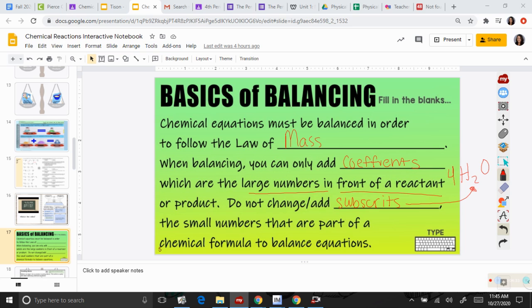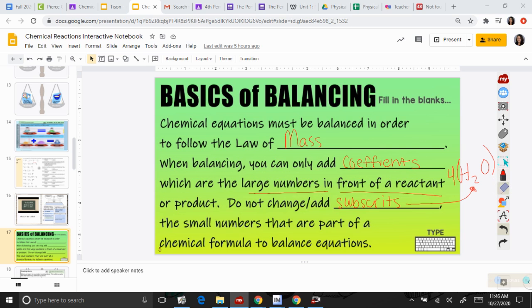That coefficient applies to everything in the compound. So you can imagine, like in math, that we have parentheses around it. And when you have parentheses in math, that means that you take the 4 and apply it to everything. So we have 4 H2s, we have 4 O's. So we multiply. Remember, when you have parentheses, you multiply the number in the front by the number inside.